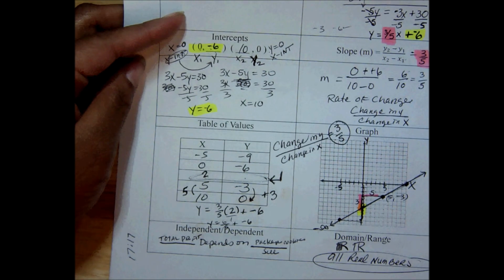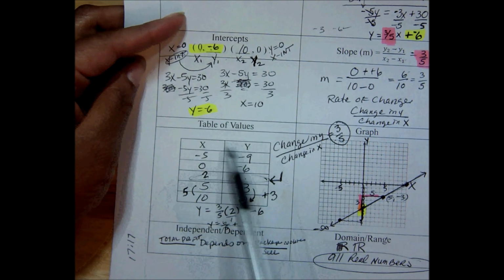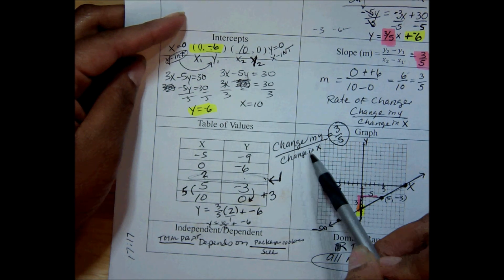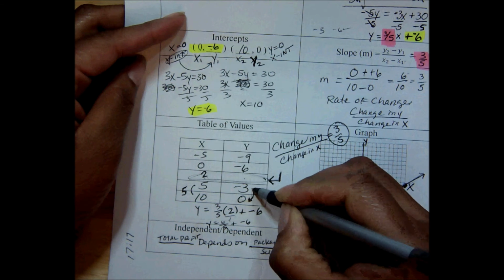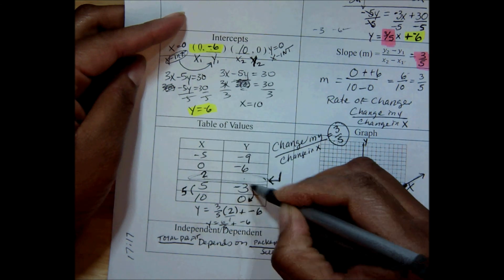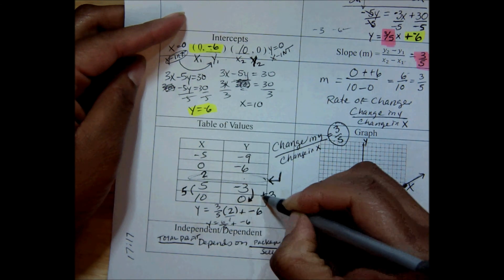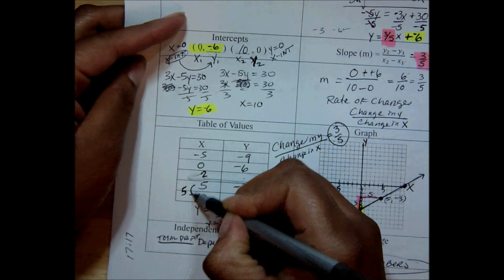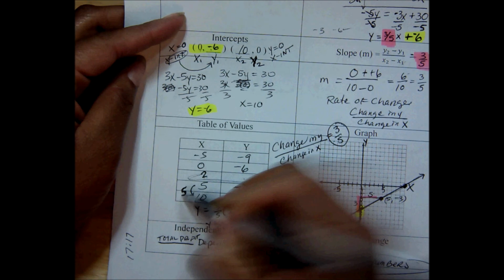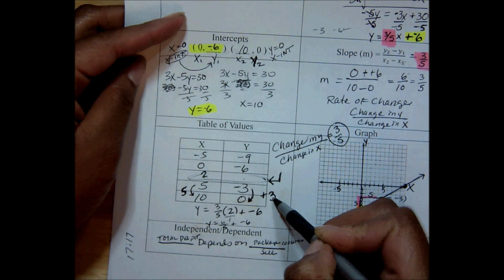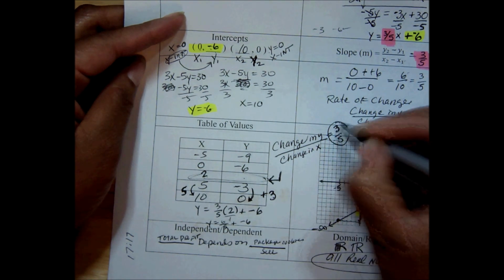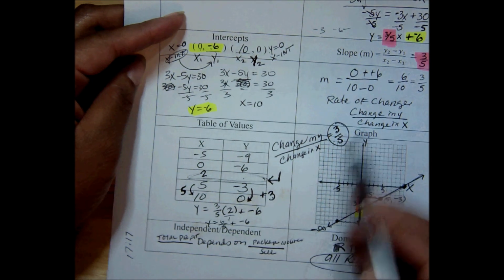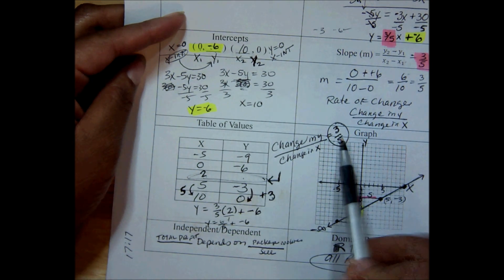Did you know that you could find the slope from the table? Well, all you have to do is find the change in y over the change in x. For instance, how did I move from -3 to 0? Well, you went up 3. How did I move from 5 to 10? You went up 5. So the change in y would be 3. The change in x would be 5. And look, you have your slope, 3/5.